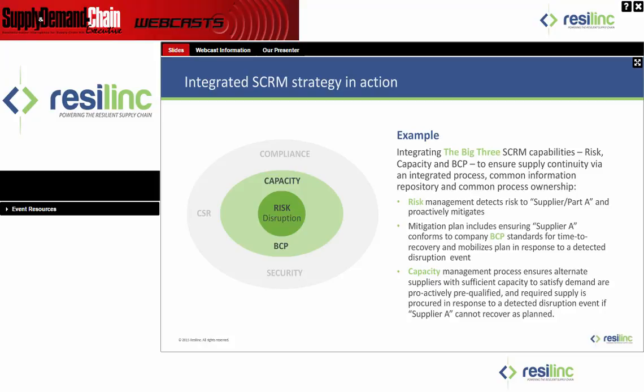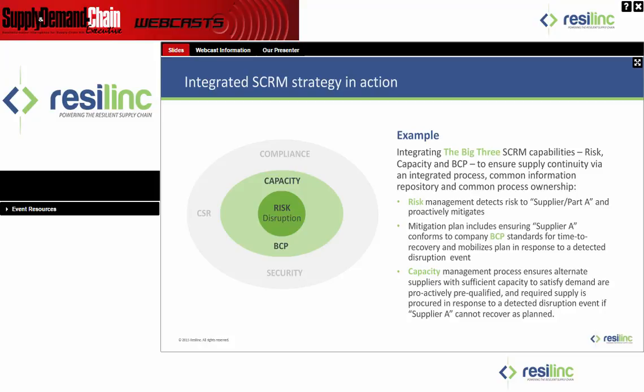Adding capacity risk information into the mix provides an additional actionable intelligence that you can use to develop viable alternate sources. You would qualify alternate sources that have the capacity to meet your demand should supplier A have a disruption and is not able to recover fast enough. When taken together, the three provide a strong degree of protection against possible disruptions to supplier A's operations.